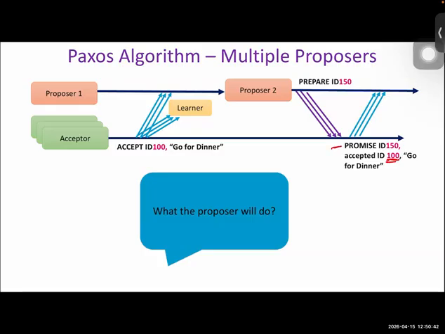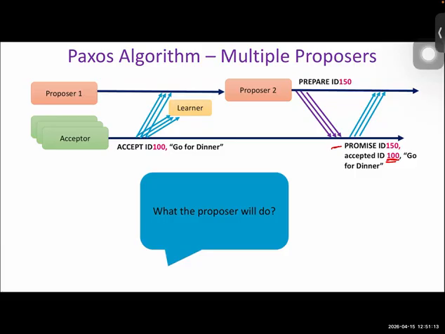So they are changing their decision. What will proposer 1 do now? The proposer gets the majority of promise messages for a specific ID, like 150 here, and sends accept to the majority of acceptors. The proposer picks any of its choice.